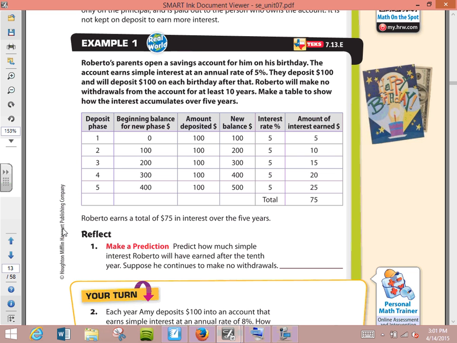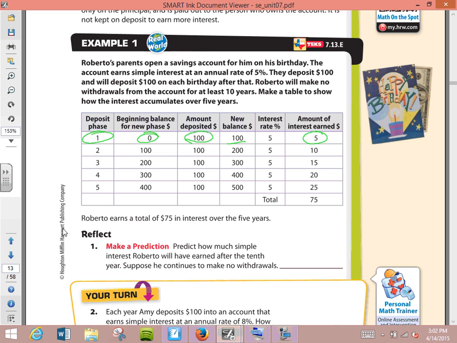So in the first year, you had no money, right? Then they added $100. So your new balance is $100. Then you do a P over W with that. What is 5% of 100? P over W, you end up with $5, right? That's what you make for 1 year.